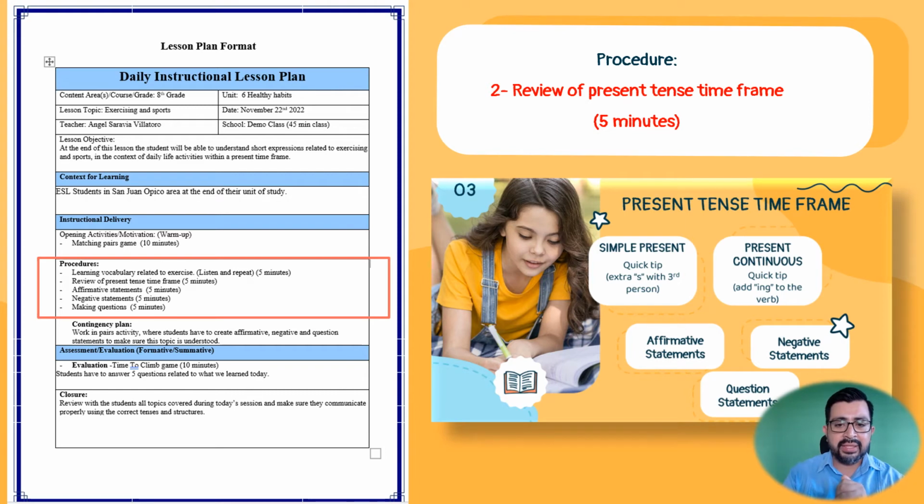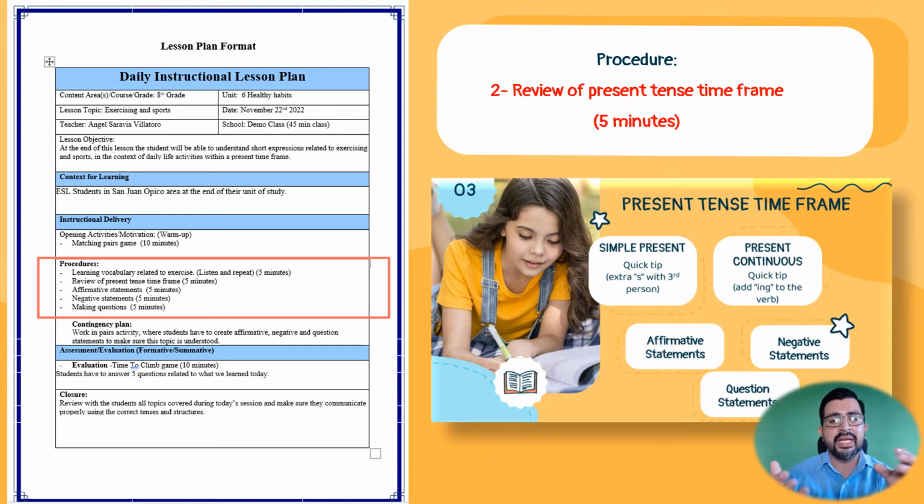I have also selected quick tips for them to remember. For example, in the simple present, they need to add the extra s with the third person singular. And for the present continuous, the quick tip is to add ing to the main verb. We're going to focus on the simple present and present continuous, affirmative, negative, and question statements. So this is going to be the grammar part.